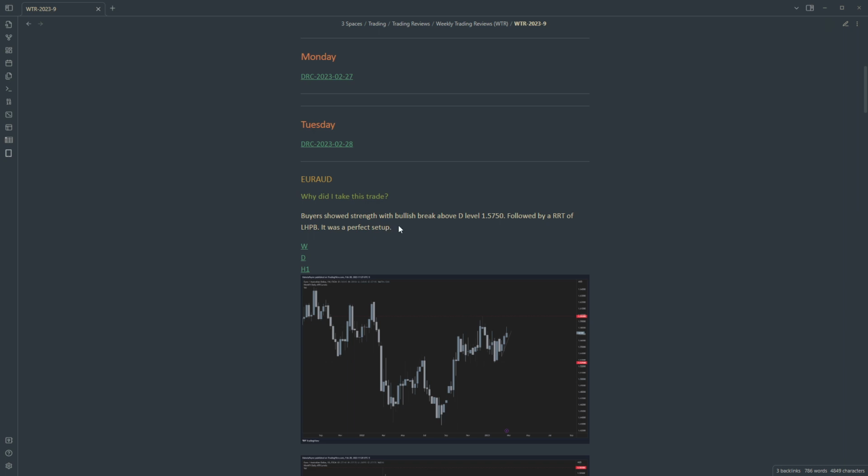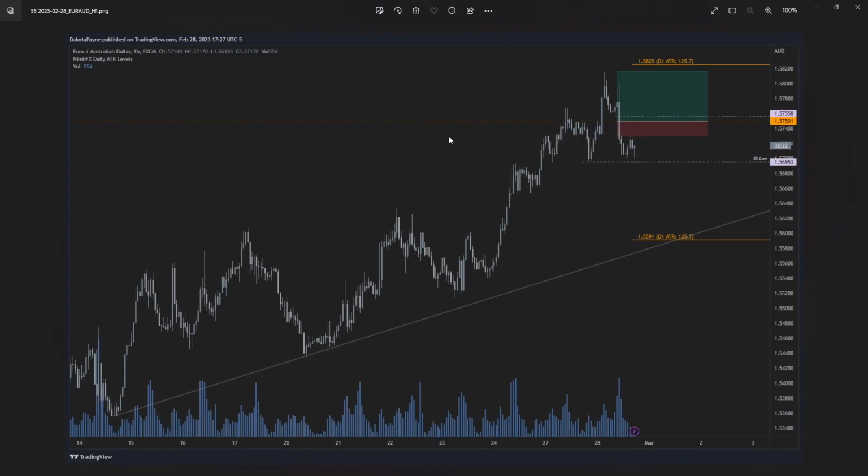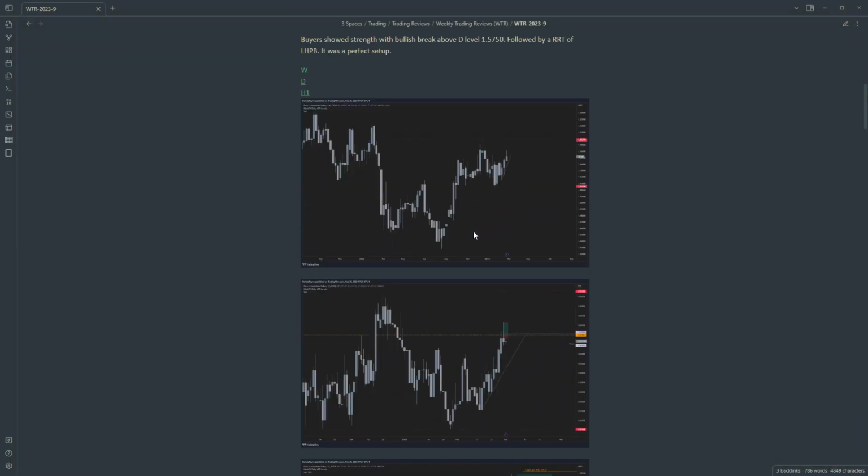Why did I take this trade? Buyer showed strength with a bullish break above daily level 1.5750, followed by a retest of the last high pre-break. It was literally a perfect setup for me. I was really excited for the setup on Euro AUD, and it came right up on top of that daily level. Unfortunately, price just broke down.